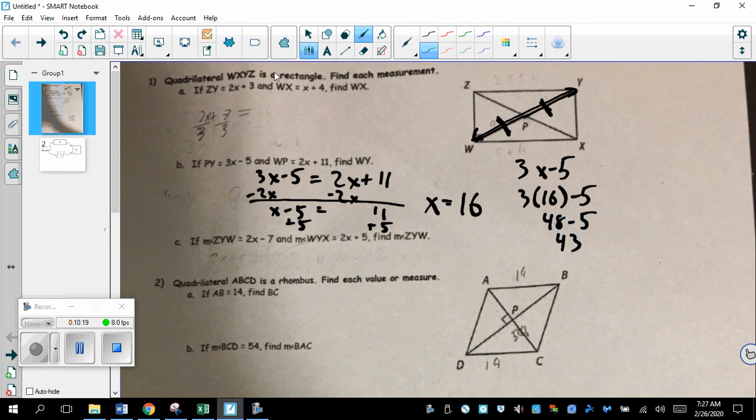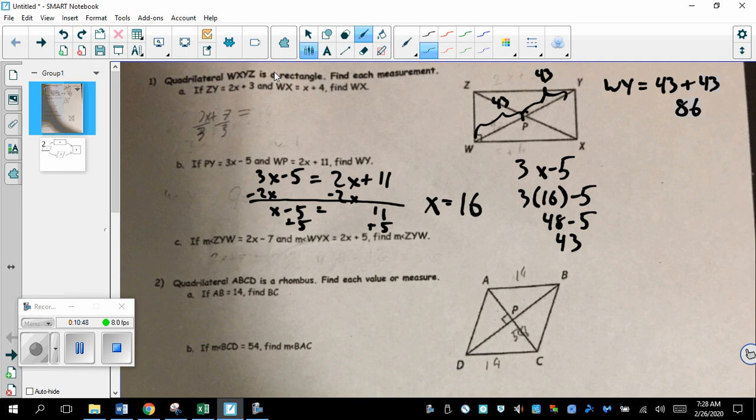Okay? If you wanted to double check, now all we need to do is say WY is equal to, well, 43 was which part? PY. So this part's 43. So if this part right here is 43, then the whole thing has to be doubled. This also has to be 43. So WY is going to be 43 plus another 43, which is going to be 86.